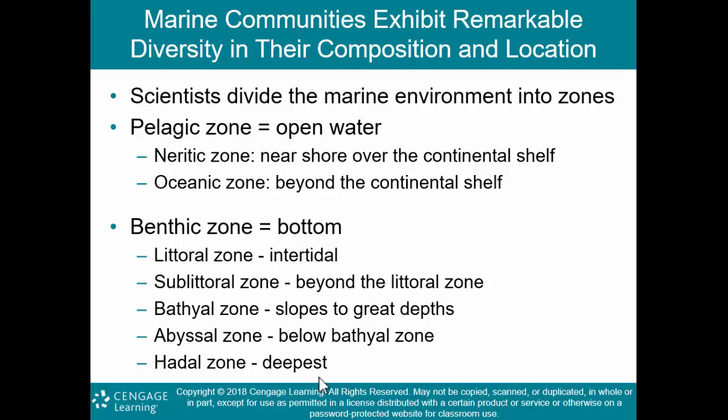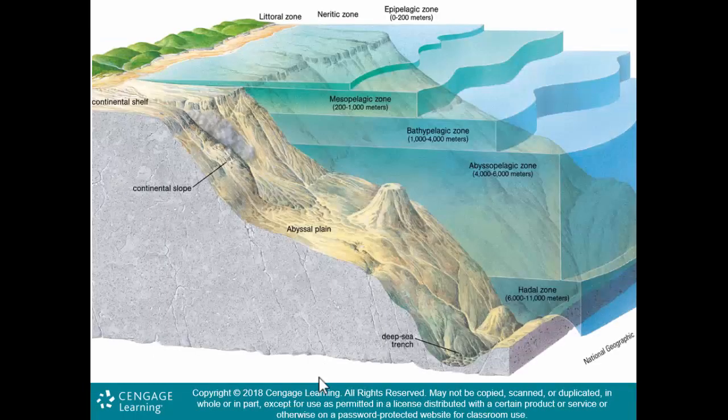We have the sublittoral zone, which is, as you might expect, just beyond the littoral zone. The bathal zone, which slopes down to very, very deep depths. The abyssal zone, which is down in those deep depths. And then the hadal zone, which is considered to be the deepest part of the ocean. And here's a look at all those different zones.